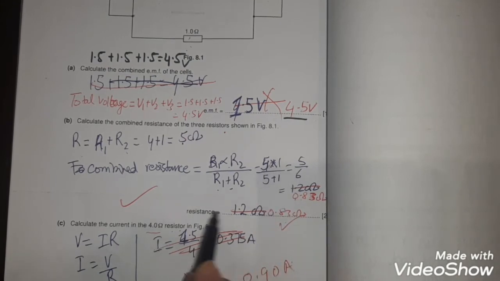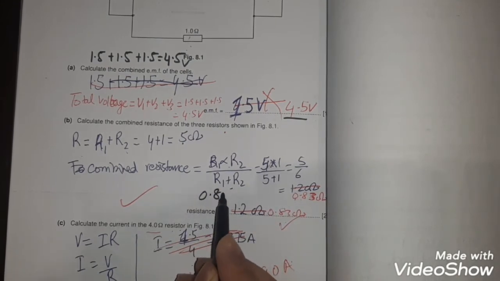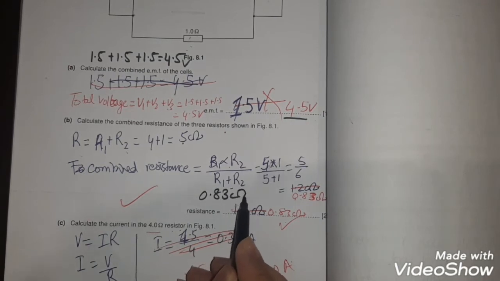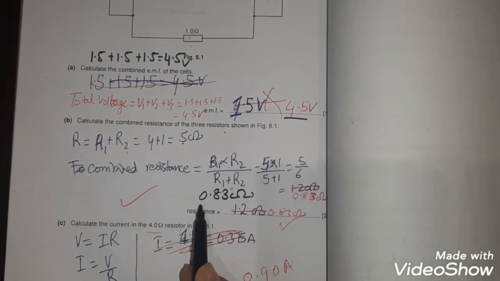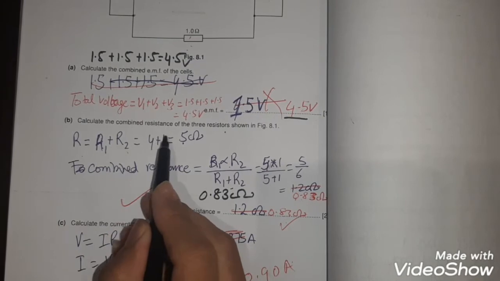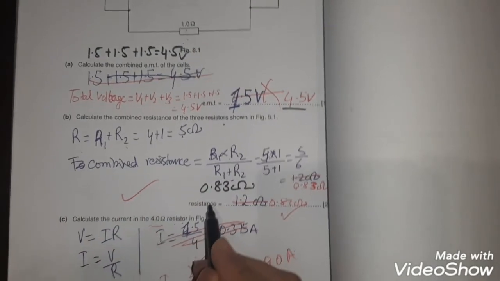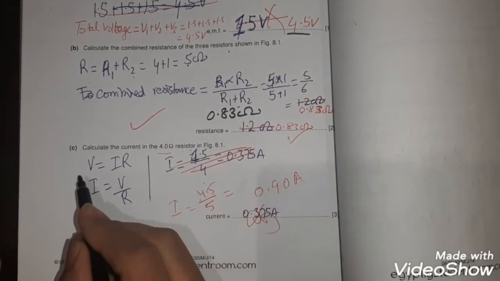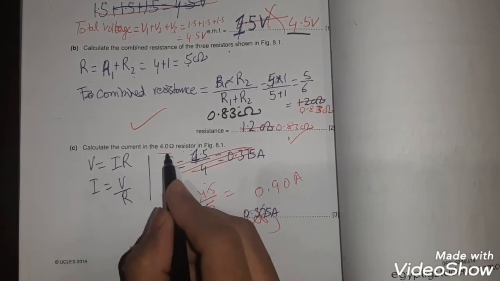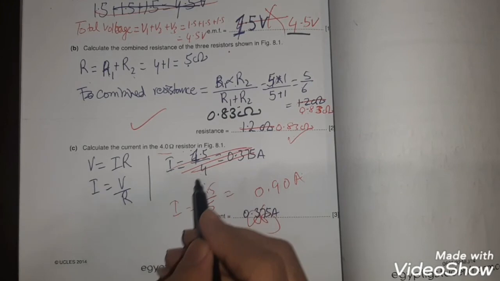And then the other resistor over here, which is 1 ohm, we will write R1 multiplied by R2 divided by R1 plus R2. So 5 multiplied by 1 ohm divided by 5 plus 1, which is 5 divided by 6, and this is 0.83 ohm. So the combined resistance of the three resistors is 0.83 ohms.